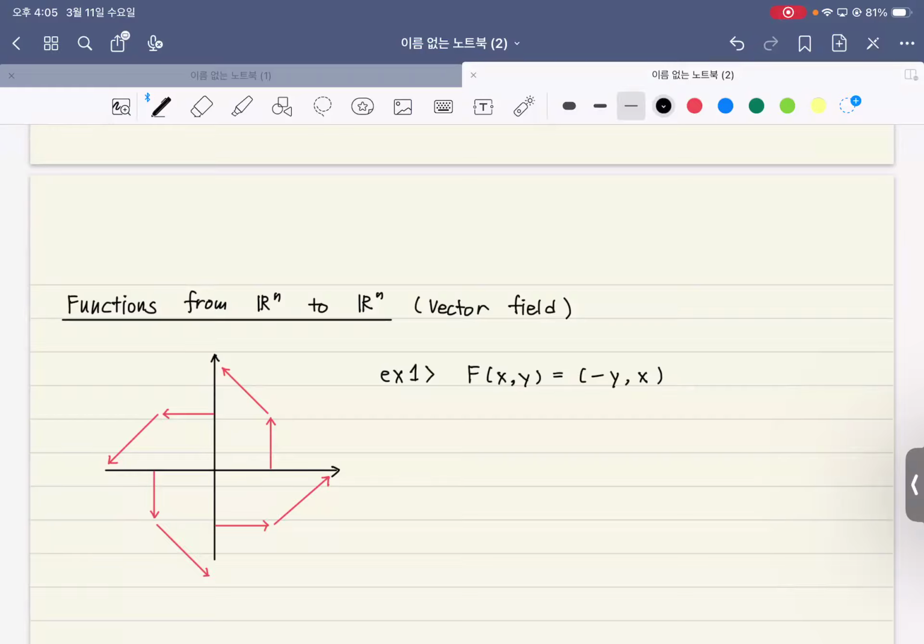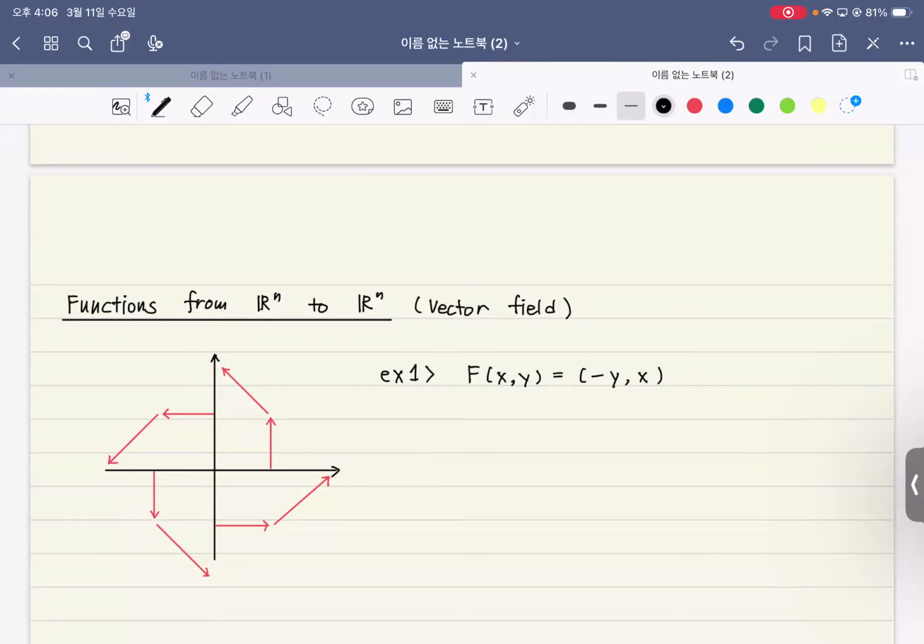Suppose that you plug in (1, 0) to this function, then you're going to get (0, 1), right? That is why I have assigned this vector, which is clearly (0, 1), at this point. And what if you plug in (1, 1) into your function? Then you're going to get (-1, 1), which is clearly this vector, right?